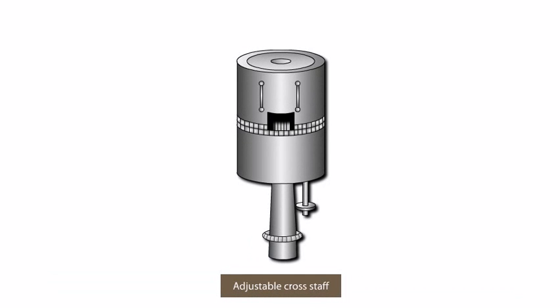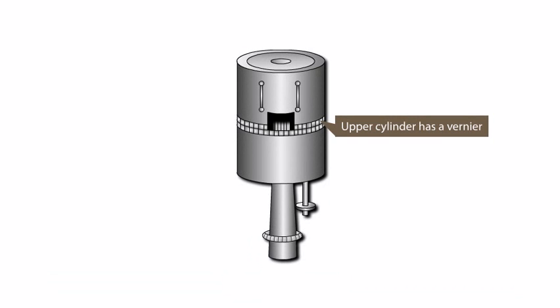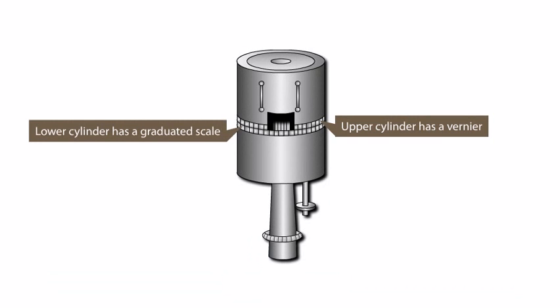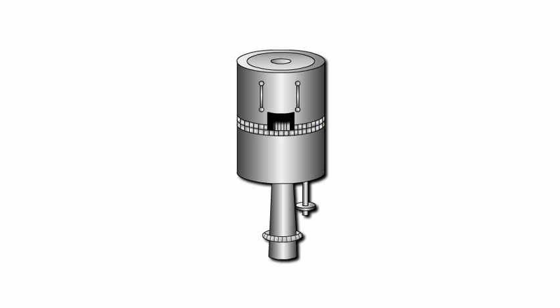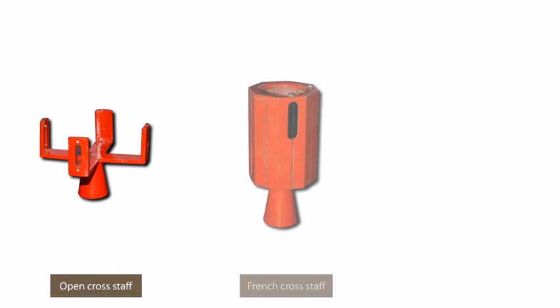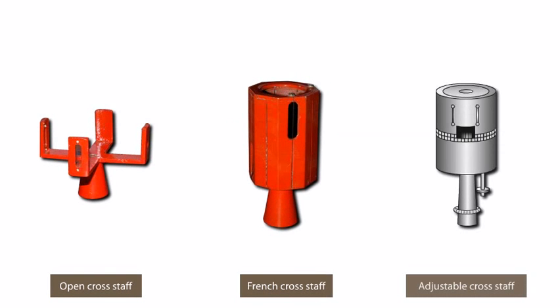The adjustable cross staff is a rod mounted with 2 cylinders which are placed one above the other. Both the cylinders have slits for viewing. The upper cylinder has a vernier, while the lower one has a graduated scale showing degrees and subdivisions to calculate angles. So, remember, the 3 types of cross staffs are open cross staff, French cross staff, and the adjustable cross staff.